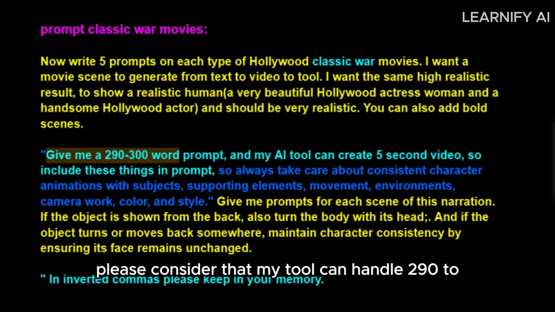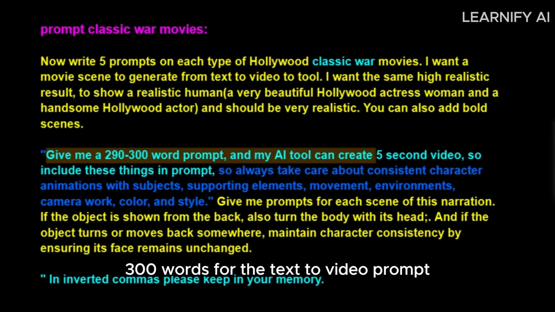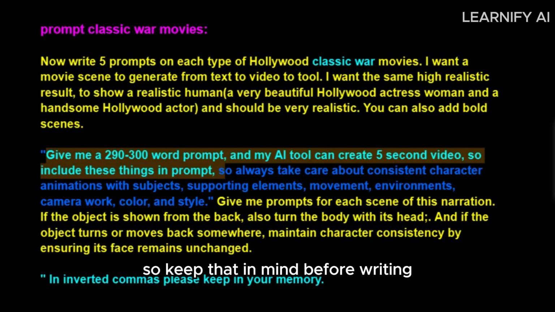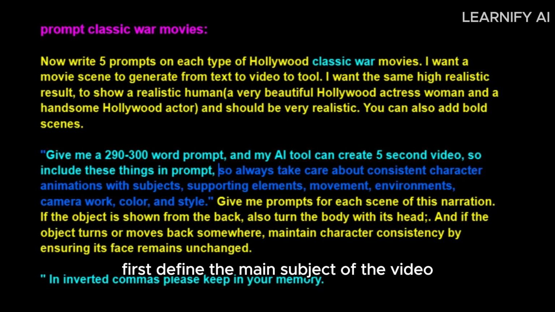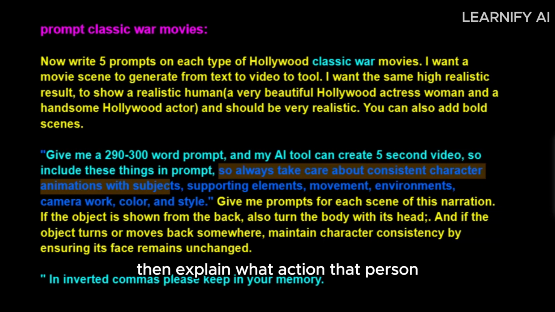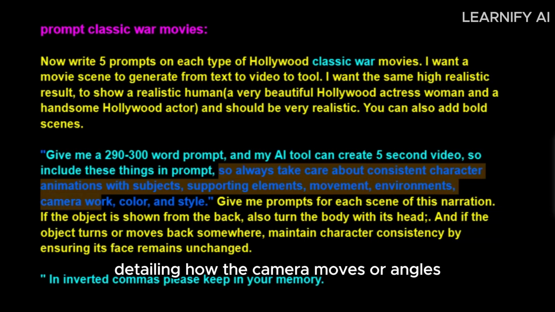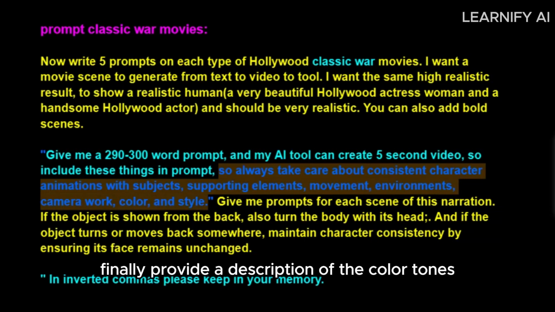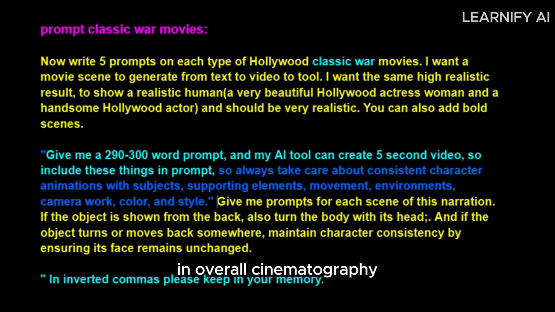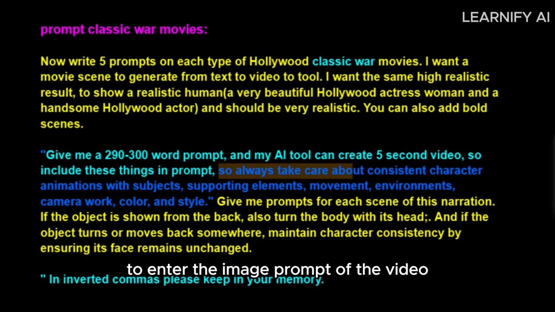Please consider that my tool can handle 290 to 300 words for the text-to-video prompt, so keep that in mind before writing. The formula to follow is simple. First, define the main subject of the video. Then, explain what action that person or subject is performing. Afterward, describe the camera motion, detailing how the camera moves or angles. Finally, provide a description of the color tones and overall cinematography of the video.